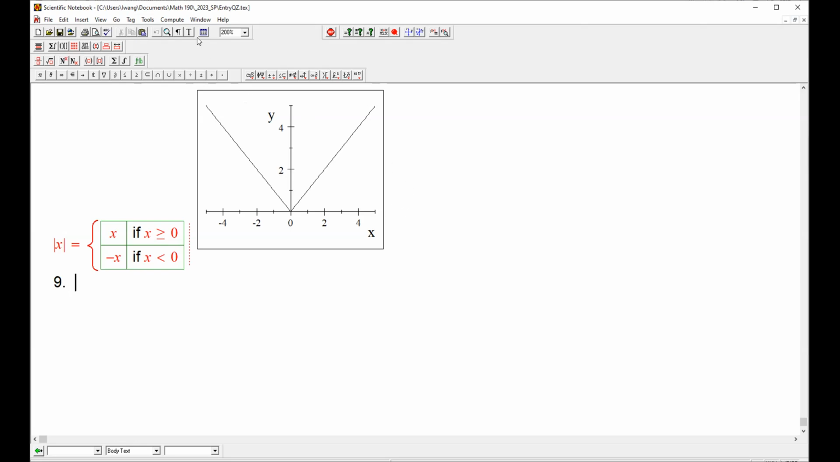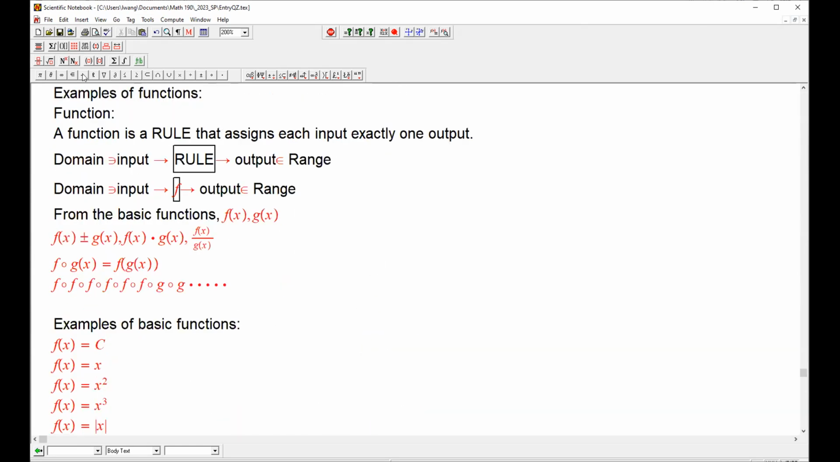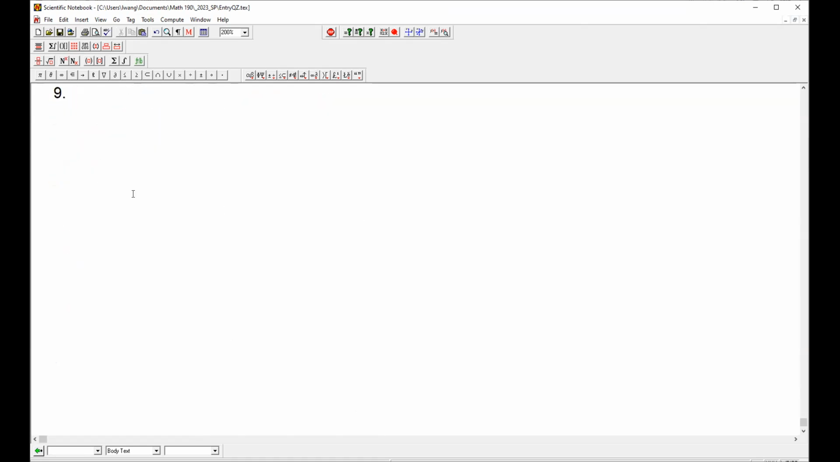Number 9 says, if... So now you know when we mention a function, you have to refer to the definition of function. You have to refer to any such rule will be called a function, and that's included. So this statement says, if, let me change the color, if function f of s equals f of t, then s equals t.